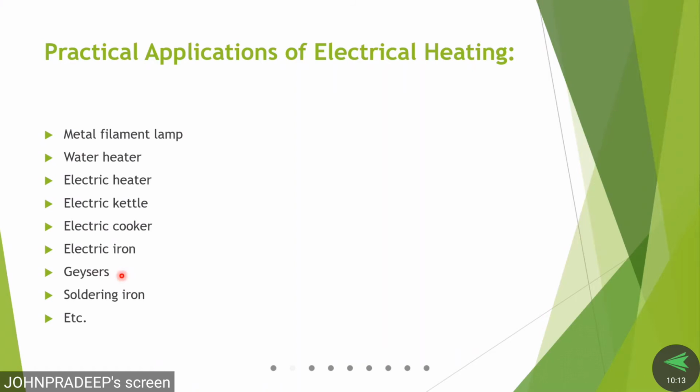In case of the bathrooms or washrooms, we are fixing the geysers. So when we switch on, automatically it will continuously produce the hot water. The difference between water heaters and geysers: water heaters produce the heat for a limited period, a limited quantity. But geysers are not limited to a particular quantity.